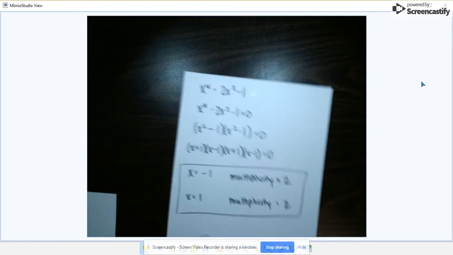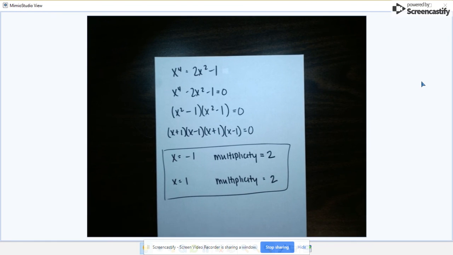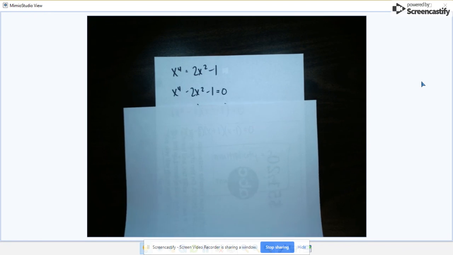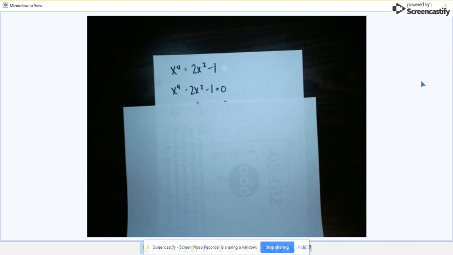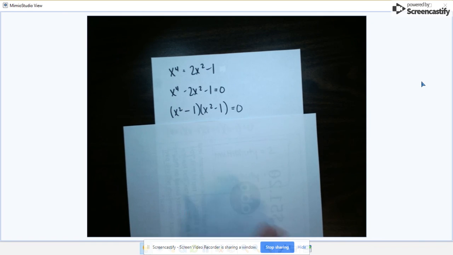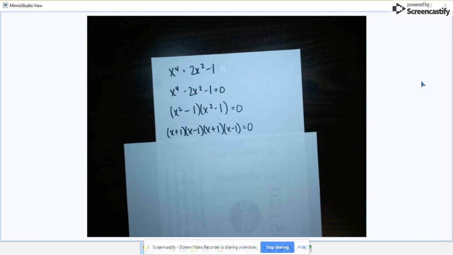Here's another final example. This is a quartic raised to the fourth power. Here's our equation in standard form. And now we can factor this. Instead of an x in the front, there's going to be an x squared in the front. And now both of these are difference of 2 squares. So that becomes an (x plus 1) and an (x minus 1) for each parenthesis.